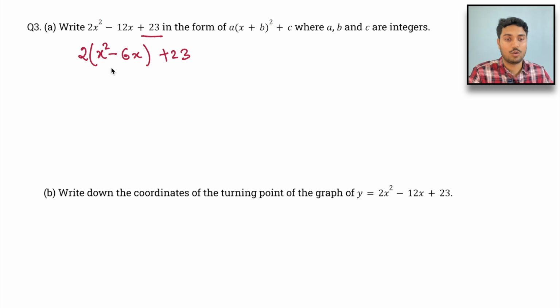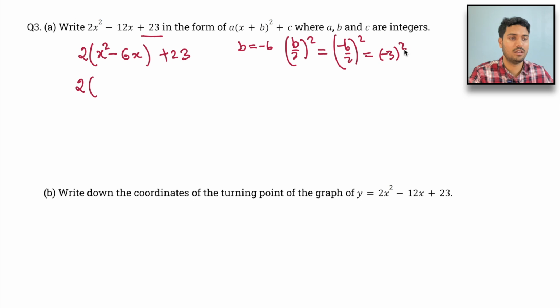Now we again have a quadratic expression which is written inside the bracket. So 2 times we have x square minus 6x. That means this time the value of b is negative 6, and we know that we have to do b by 2 the whole square. That is going to be negative 6 by 2 the whole square, which is negative 3 square, which is going to be 9. That means I have to write x square minus 6x plus 9 minus 9 and plus 23 additionally outside the bracket.